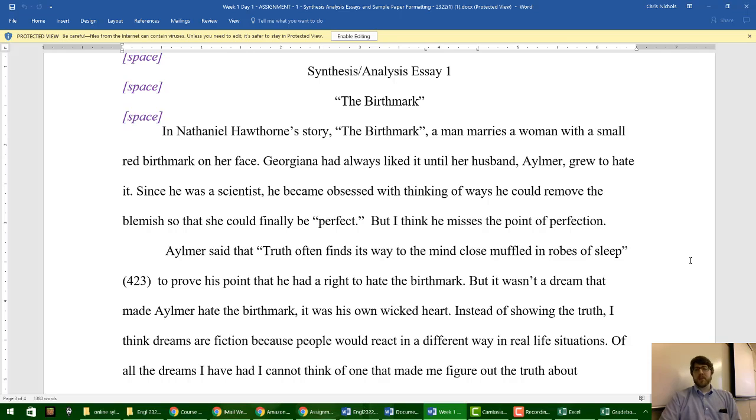Guy's married to a lady, she has a birthmark on her face, he's a scientist, he says, you know what? I think you're almost perfect. If we could just get rid of that birthmark, you'd be perfect. And so you can see the problems that there's going to be with that, with the you're not perfect and you should be. So there's going to be some conflict there. But here's what this guy had to say about this story.